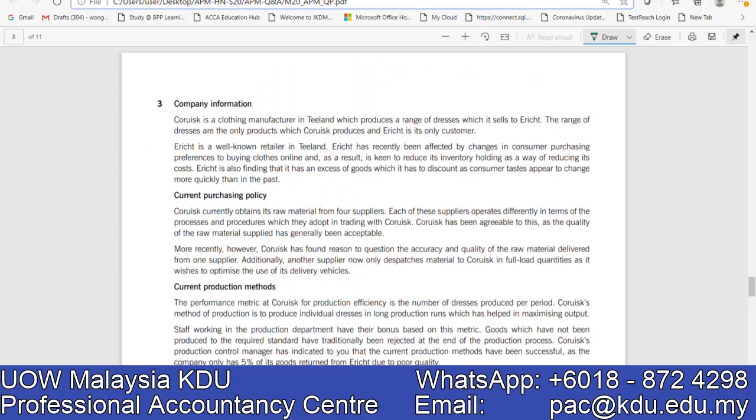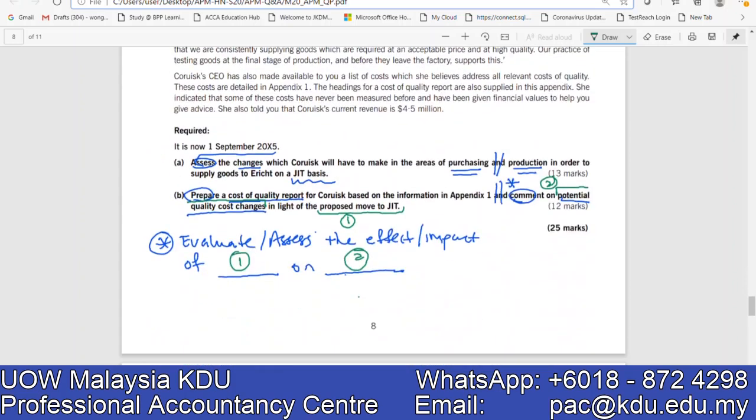I don't know about you. Me, I will draw a cutoff line at 50%. Maximum 50% is to read and to plan. 19 minutes gone already. So I've got 19 minutes for me to write part A and B. Can finish? Cannot finish? I tell you, can finish.